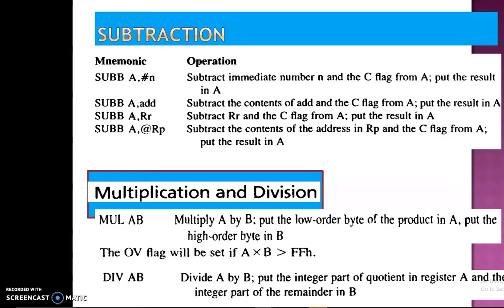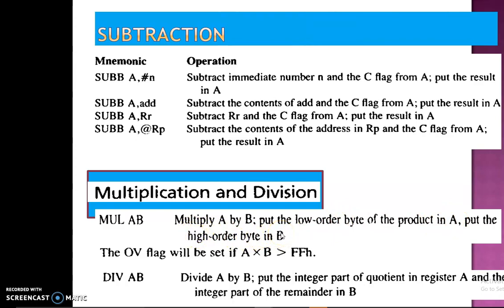But sometimes you may get 16-bit data. For example, some 80H into some 90H. So 8-bit into 8-bit, 16-bit means 4 digits you may get as a result. So whenever you are multiplying A by B, the result low order byte is stored in the accumulator and high order byte is stored in the B register.